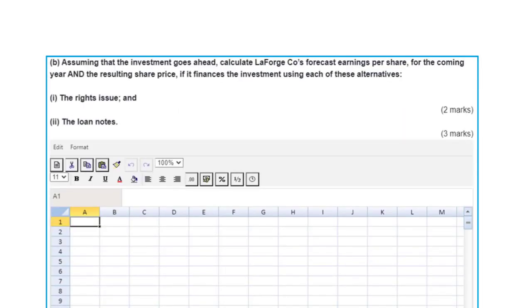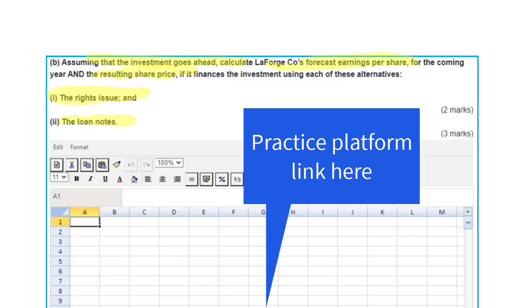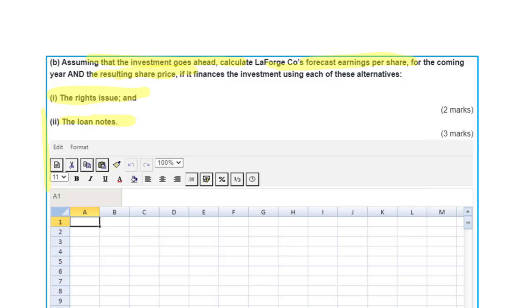We'll make quick work of that. Then, guys, we're going to move on and calculate more. Assuming that the investment goes ahead, let's calculate the forecast earnings per share, EPS, for the coming year and the resulting share price, depending on our approach to finance, if we use equity or we use debt. That's for 5 marks. Guys, this is the question. Go into the ACCA practice platform. I'll put the link below in case you don't have that. Try this question on your own. Pause the video now. When you're all done, come back and let's compare our work.